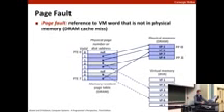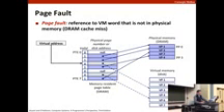Now, a miss is a reference to a word that's not cached in physical memory. So in this case, virtual page 0, 1, 2, 3 is not cached in DRAM. It's stored on the disk.